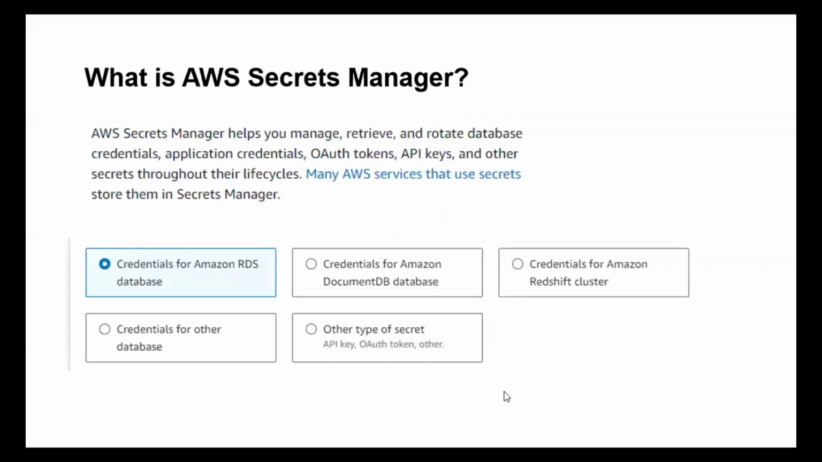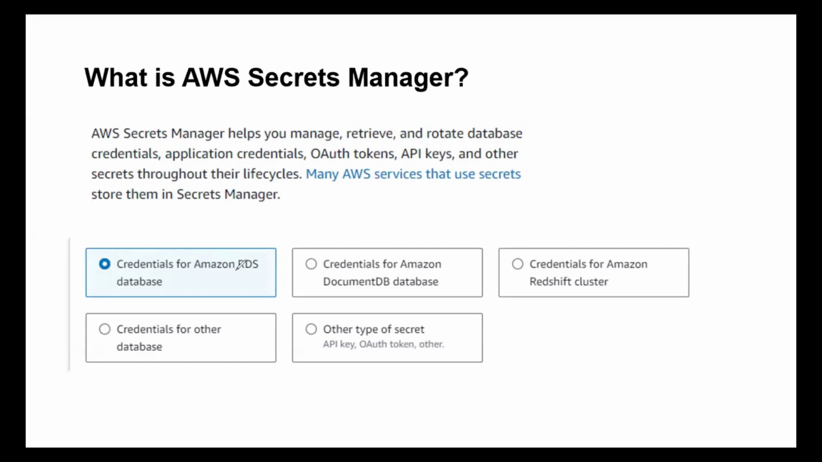So what is AWS Secrets Manager? Secrets Manager is a service which helps you to manage, retrieve, and rotate database credentials, application credentials, auth tokens, API keys, etc. Okay, so if you want to have a centralized repository to store the credentials for your databases, to store the secrets for your applications like the API keys, you can go ahead and store them in the Secrets Manager, right? So for what services can we use Secrets Manager?